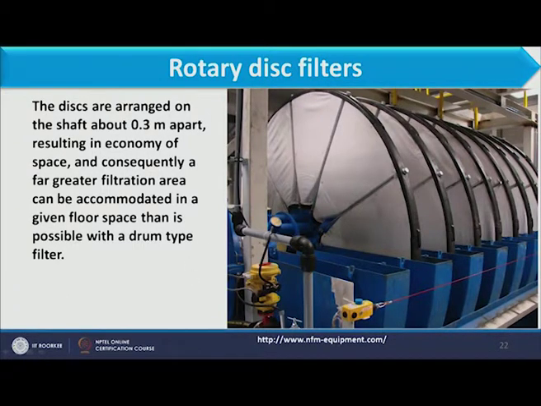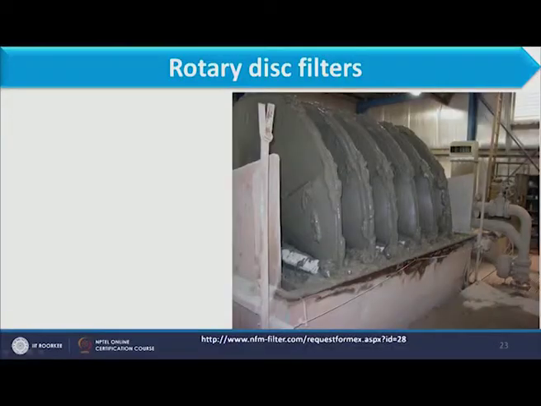The discs are arranged on the shaft about 0.3 meter apart, resulting in economy of space, and consequently a far greater filtration area can be accommodated in a given floor space than is possible with the rotary drum type filter. So disc filters are more effective in comparison to drum type filters. And here you see another image where the cake is continuously collected from the outer surface of the disc. For more, you can visit this site.